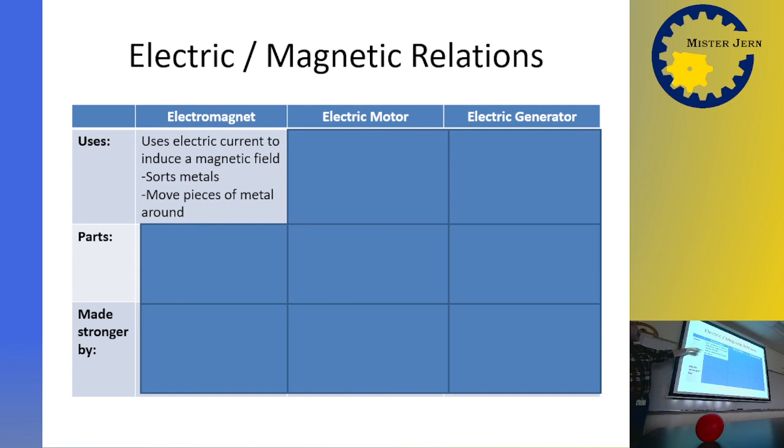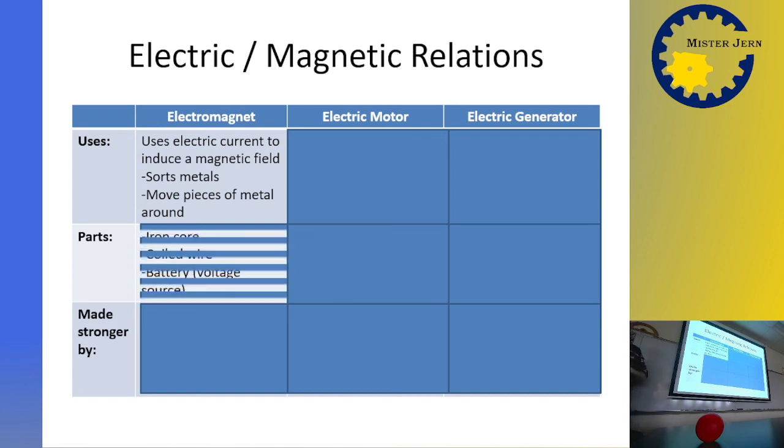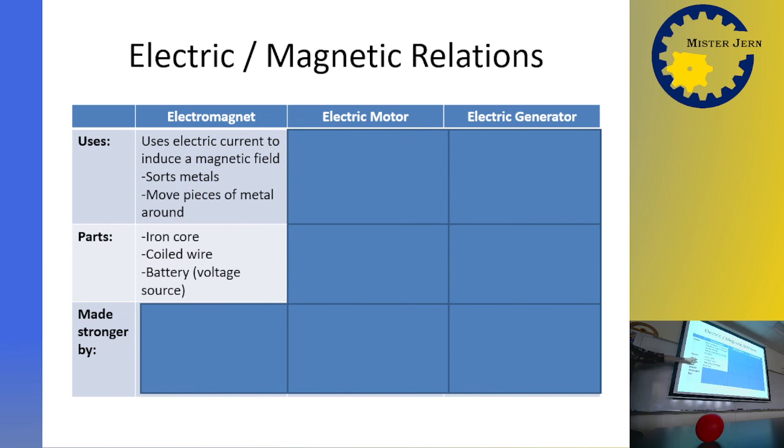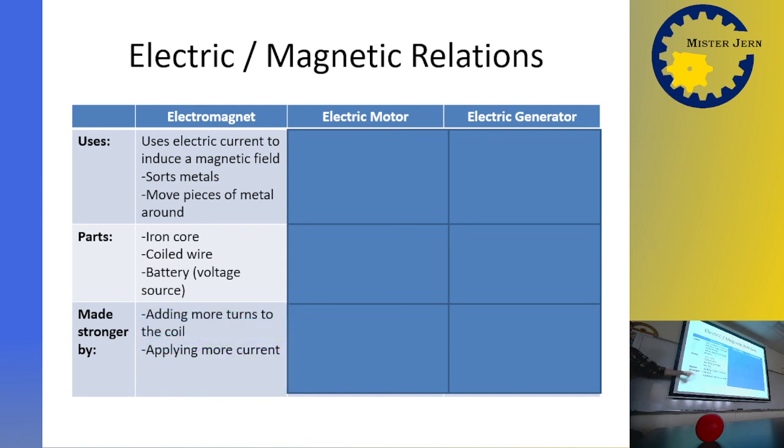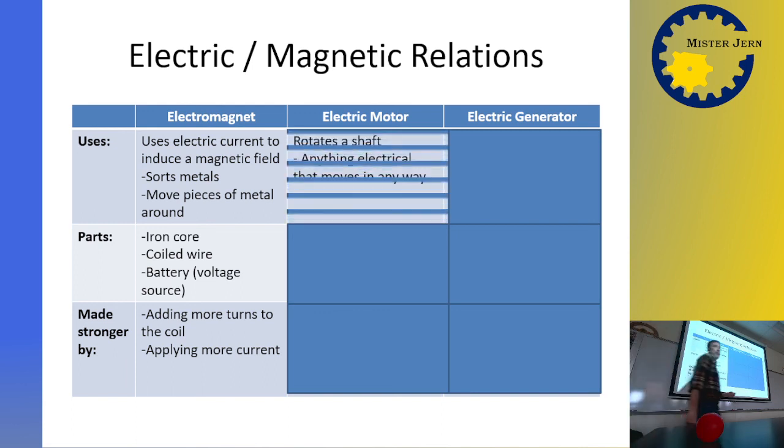Electromagnet, it's used to sort metals and move pieces of metals around. The parts, think about last Friday: iron core, a coiled wire, and a battery or a voltage source. You can make it stronger by more turns on the coil or applying more current, or both.